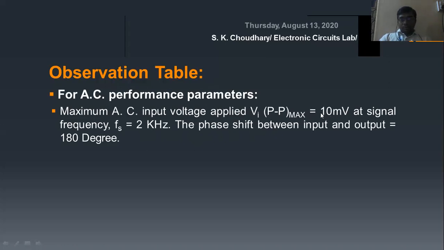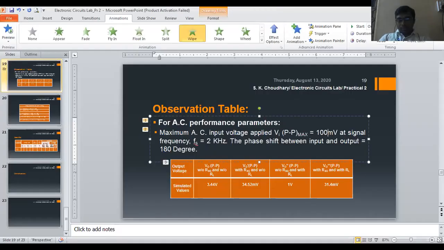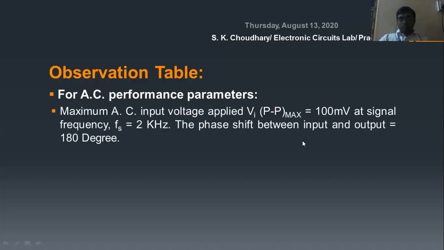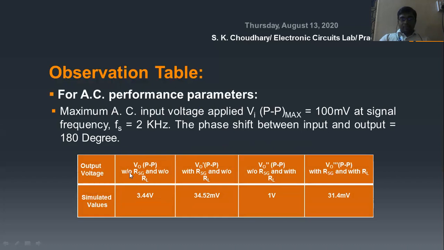Actually this is 100 millivolt peak to peak, and a 180-degree out of phase shift is there. So the output voltage is coming undisturbed without RSC and RL, that is 3.44 volt nearly. V naught dash is 30.45 millivolt, V naught double dash is 1 volt nearly, and V naught triple dash is 31.44 millivolt nearby. So where would these values be used?